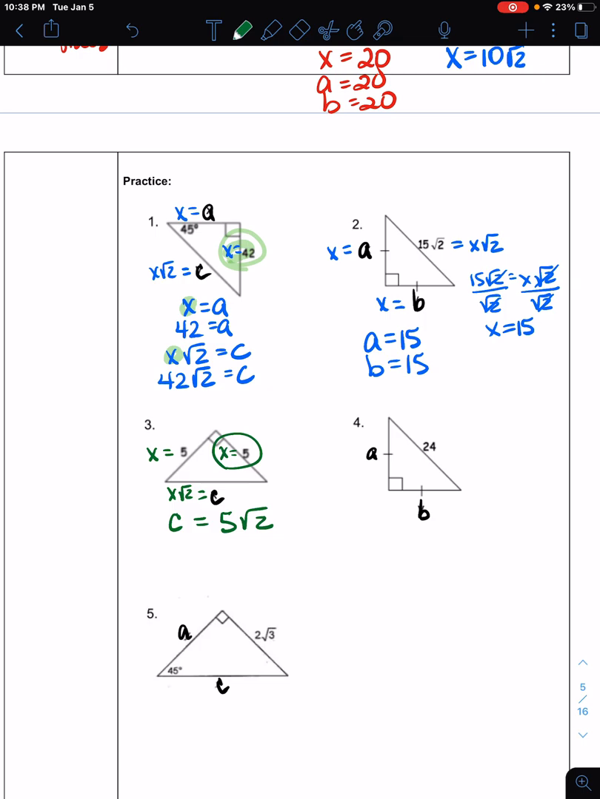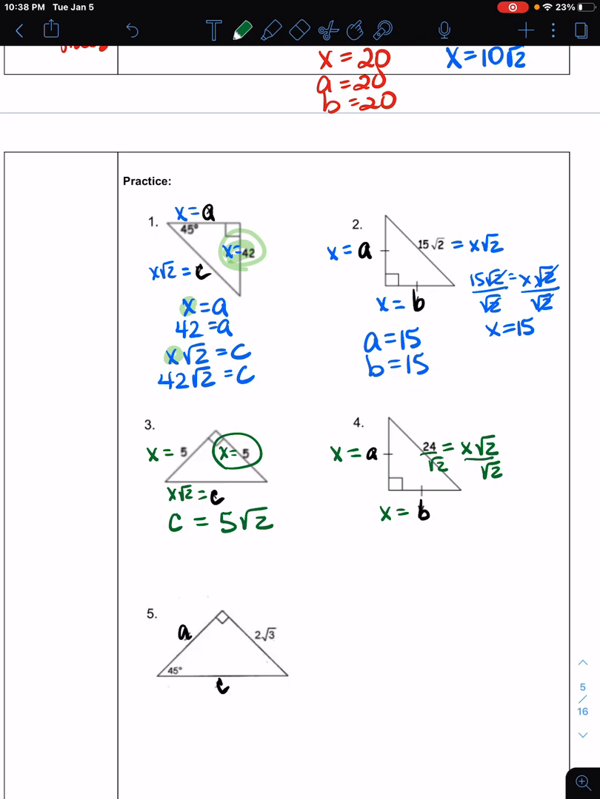Okay, 45, 45, 90. x is equal to a, x is equal to b, and I'm going to write it on this side because I have more room. x root 2 is equal to 24. x root 2 always goes on the hypotenuse. So that's the equation we need to solve. So I'm going to divide by the square root of 2.